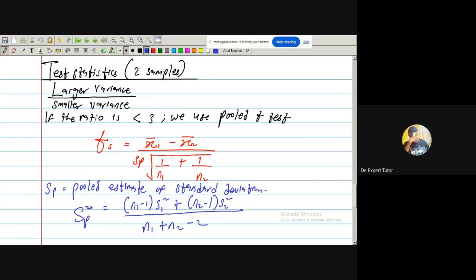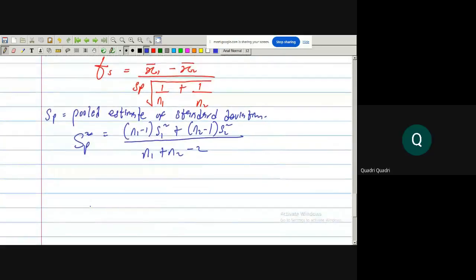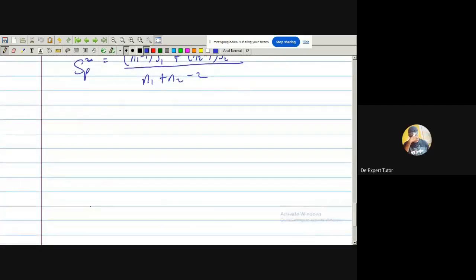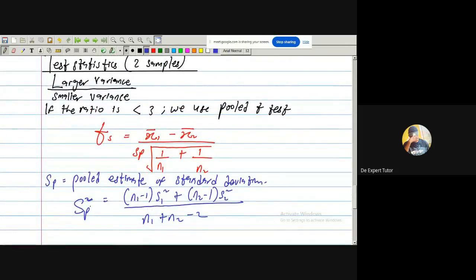This is the common one I usually see, the pooled T test, exactly. So learn that. Is that clear? Yes, sir. We are going to solve a question, don't worry. We'll solve a question. So now this is when the ratio of the variances is less than 3.